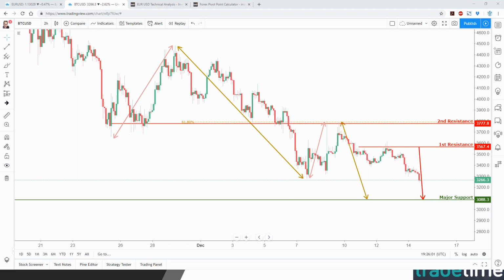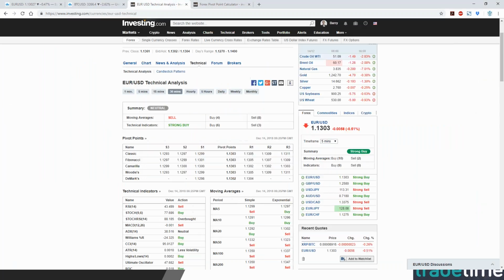There are also many different ways we can get these levels. Eyeballing is just one. Another way to get these is what we call pivot points. Pivot points are mathematical calculations that give us the levels above and below the current price. They give us 3 levels of support and 3 levels of resistance, so 6 levels in total. And we can put these on our charts.